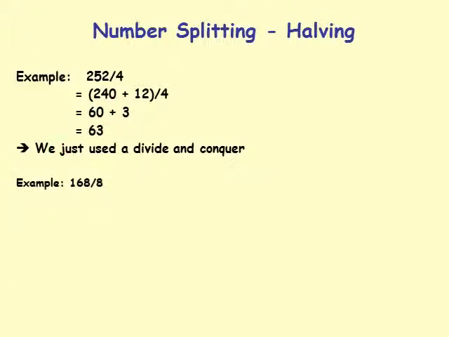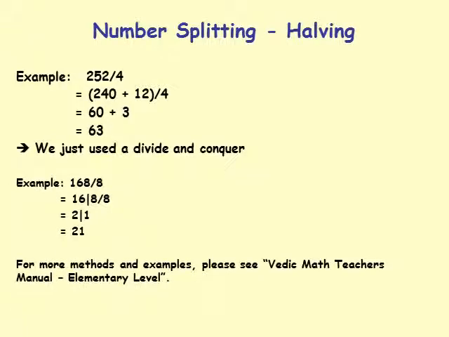So let's do the example 168 divided by 8. Here we split the number into 16 and 8, so we divide in two parts. 16 divided by 8 is 2 on the left. 8 divided by 8 is 1 on the right. So that is equal to 2 and 1, which is 21. So 168 divided by 8 is 21, and 252 divided by 4 is 63. Let us continue.